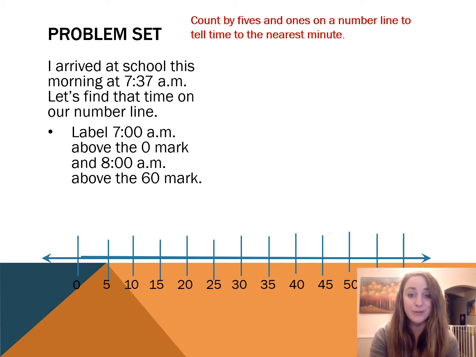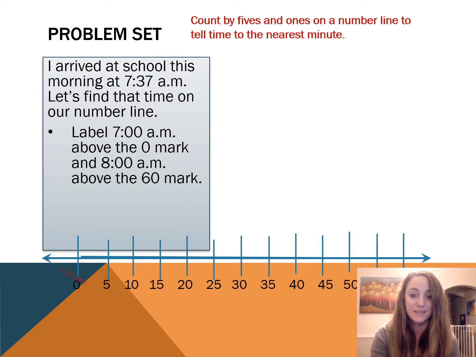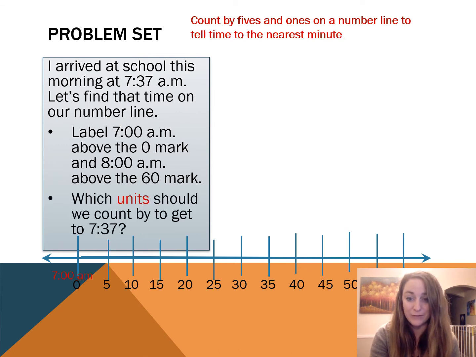I arrived at school this morning at 7:37 a.m. Let's find that time on the number line. We can label 7 a.m. above the 0 mark and 8 a.m. above the 60 mark. Notice the animation that added those labels.